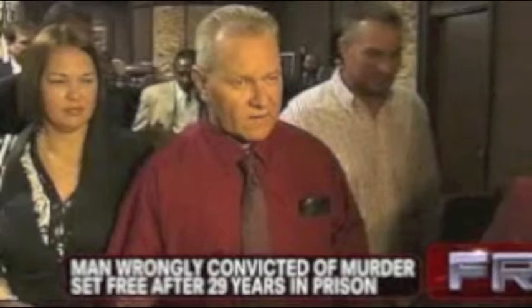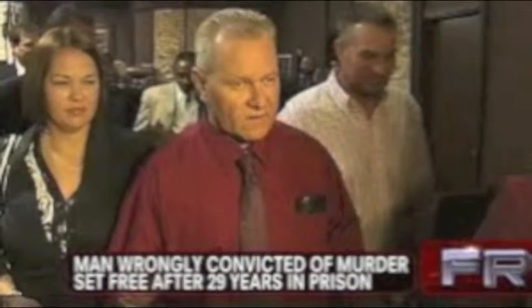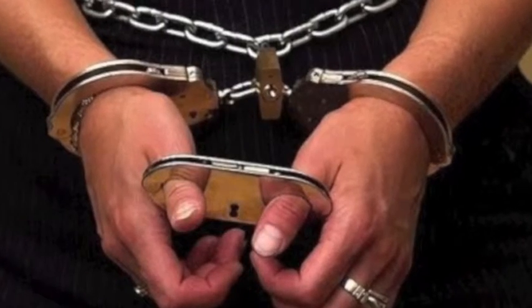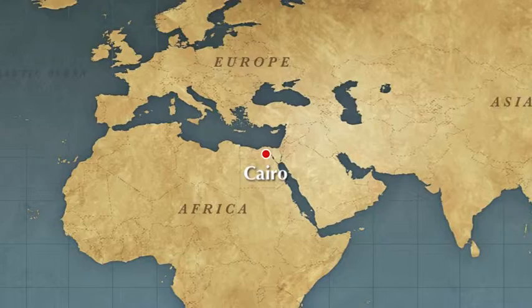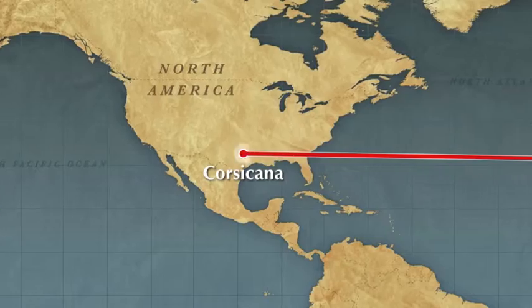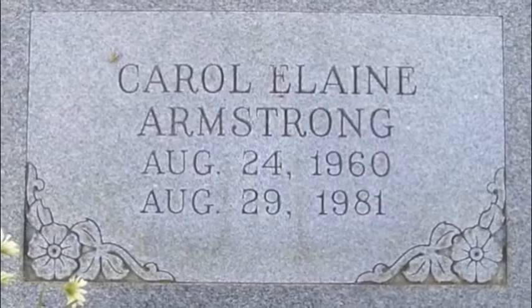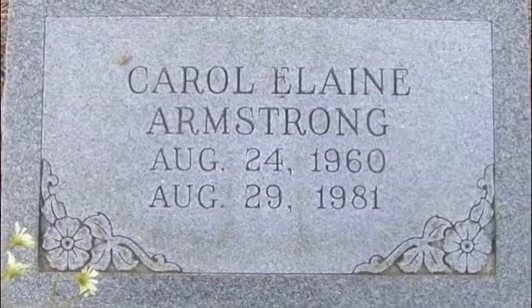In November 1983, Randolph Arledge was charged with the murder of 21-year-old Carol Elaine Armstrong. Her body was found on a highway near Corsicana, Texas. She was stabbed 48 times and raped. He was convicted on March 27, 1984 to 99 years in prison.